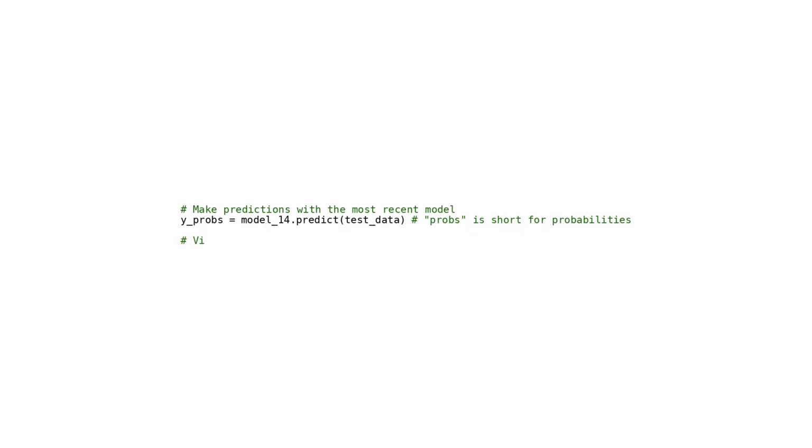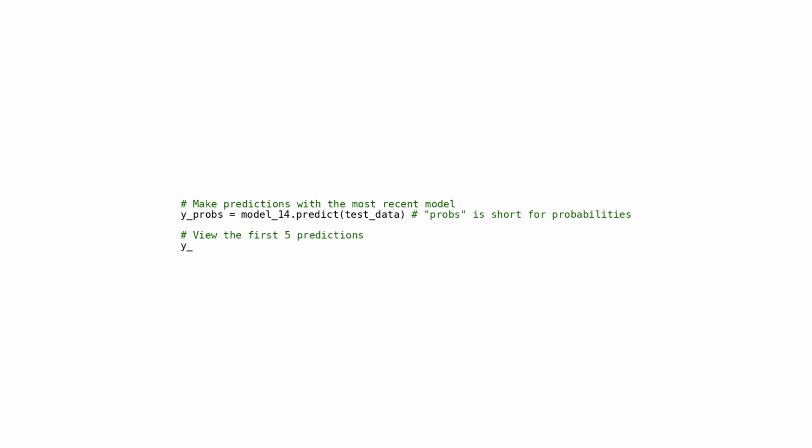This snippet of code is used for making predictions on a dataset named test_data using a pre-trained model referred to as model_14. The predict method of model_14 generates a set of output values, likely probabilities, which are stored in the variable y_probs. These probabilities represent the model's confidence in each possible outcome for the given inputs. Finally, the code slices the y_probs array to display the first 5 predictions using y_probs[:5]. This operation is commonly used to quickly inspect the model's output and verify its behavior on a few examples before proceeding with a more detailed analysis or further processing of the predictions.